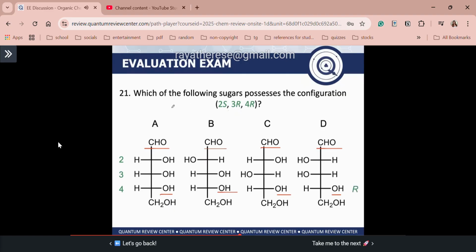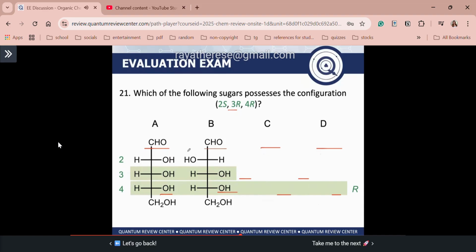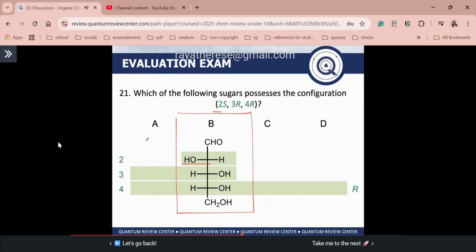How about at the 3 position? Class, at our 3 position, only choices A and B are in the R configuration. This one is in the S configuration. Okay? And of course, between A and B, at the C2 position it is S. So that's for our B sugar. So for number 21, our answer is letter B: 2S, D, R, 4R. We have left, right, right in terms of our hydroxyl groups. So we are done with stereochemistry.